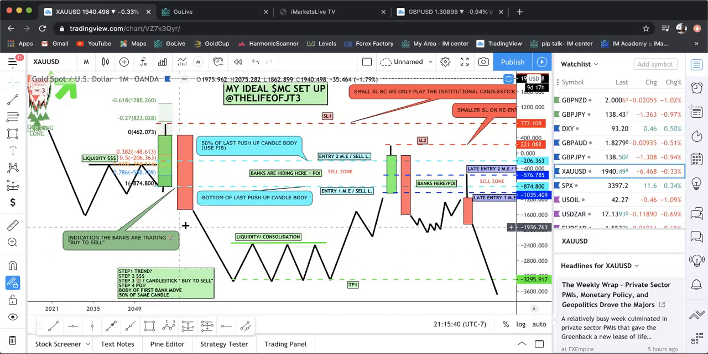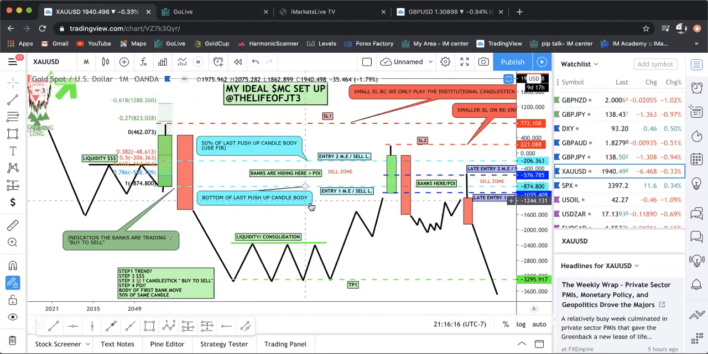Our second point of entry, we're going to pull out the Fibonacci. We'll drag the Fibonacci from the bottom of the body to the top of the body. What that does is measure the candlestick for us. Then you're going to notice you have a level right there that's 0.5. That's halfway, so that's 50% of the candle. Then you drop a horizontal line right there. That's our second entry. So we have two entries.